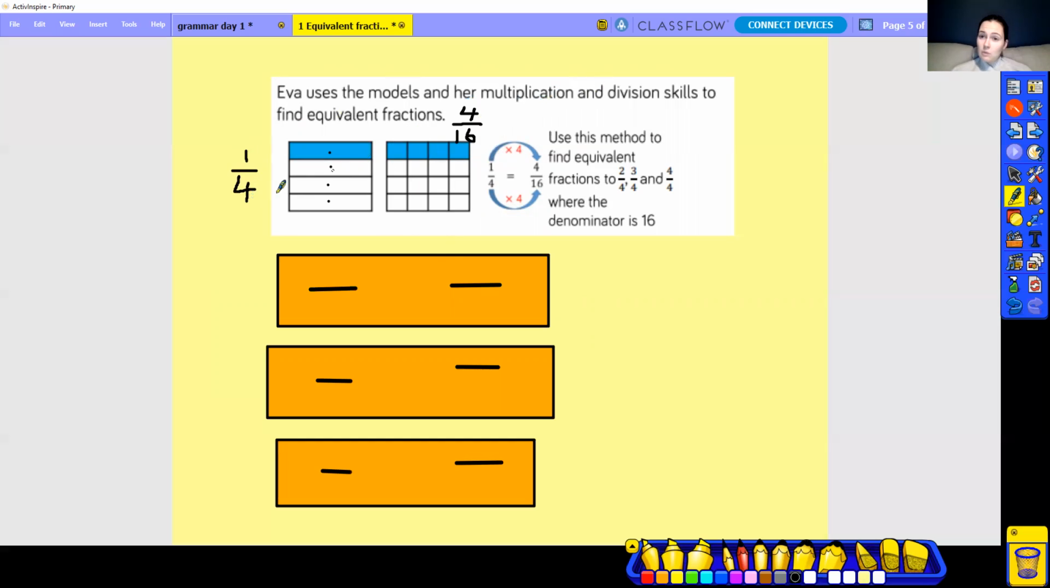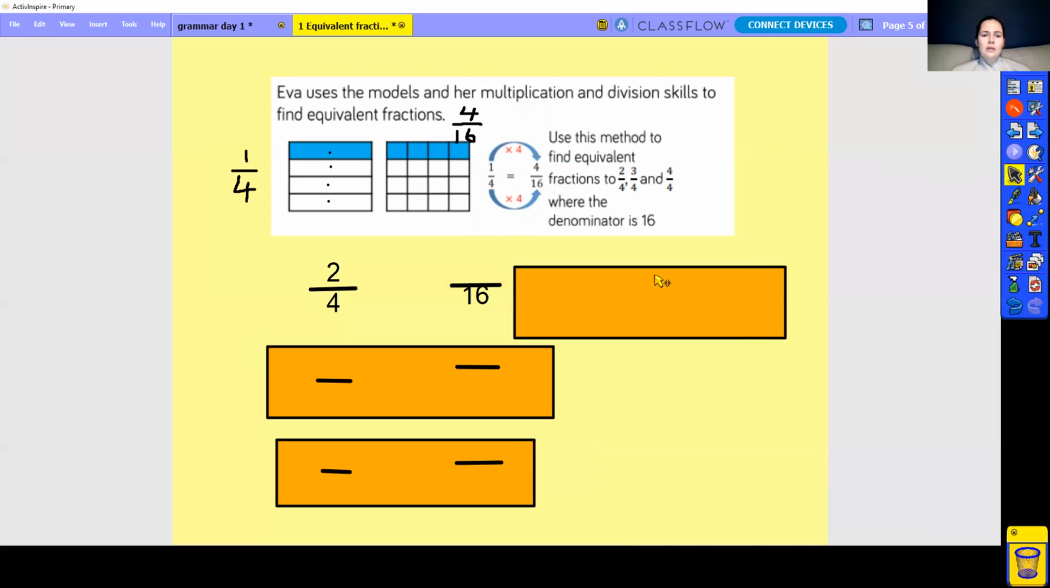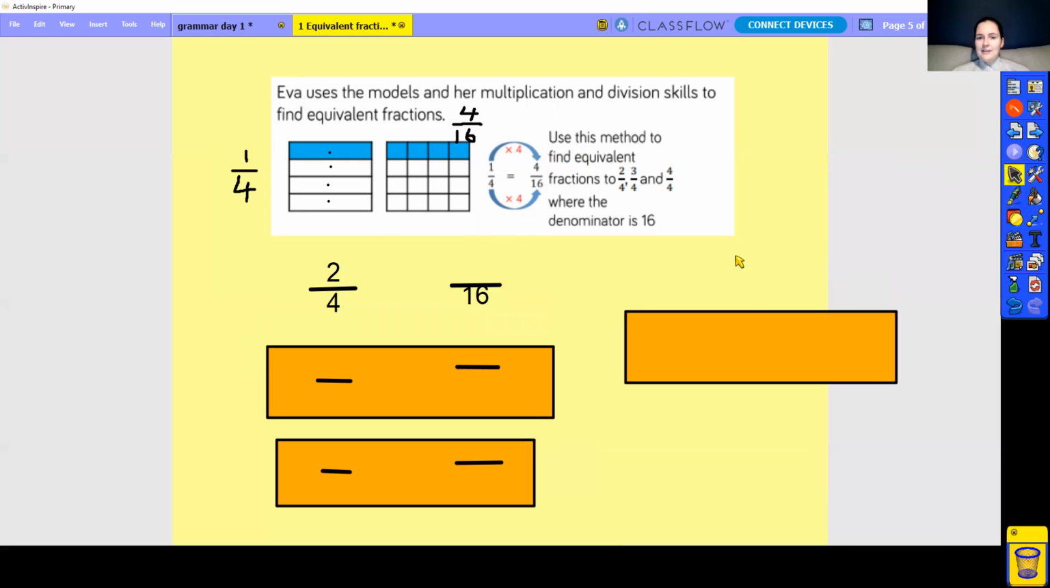So she's written, and this is what we did on the previous slide actually, 1/4 is equal to 4/16, and she's put a little arrow here, and she's shown that you times the 1 by 4 to get 4, and you times the 4 by 4 to get 16, and this shows that they're equal, meaning that they're equivalent. So let's have a look at the next one then.